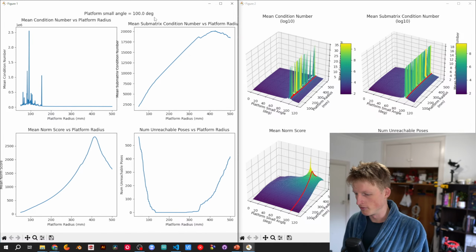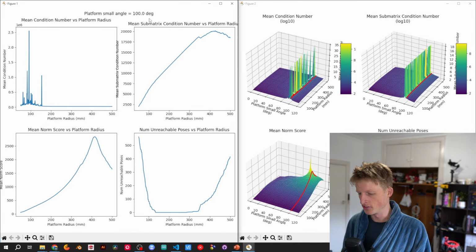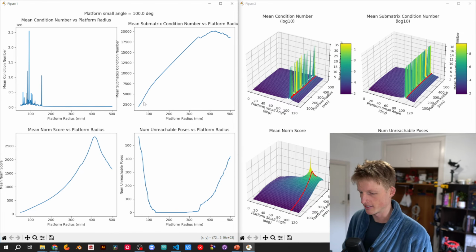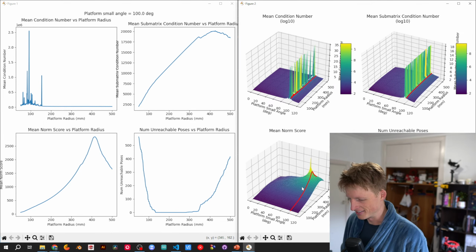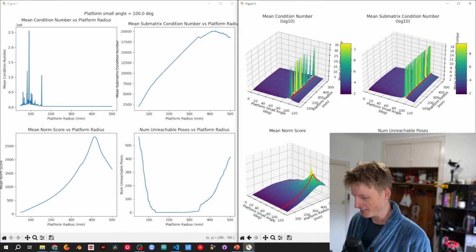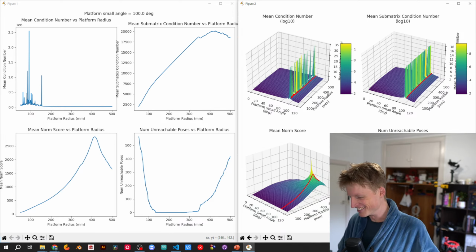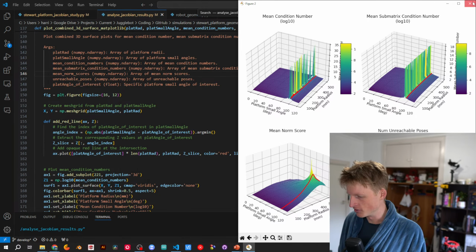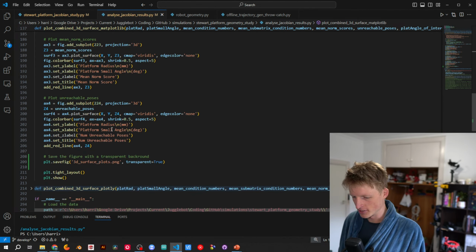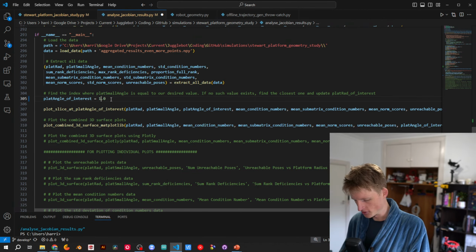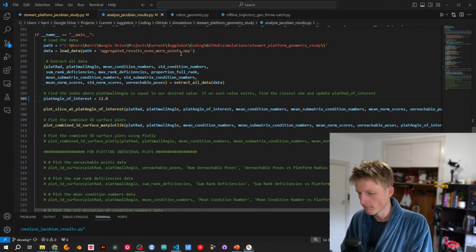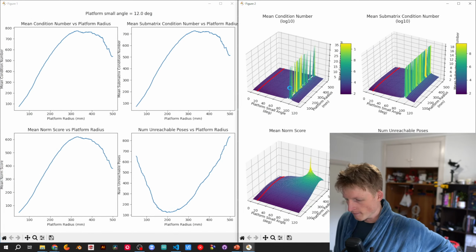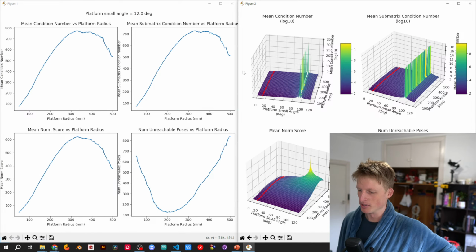So I can pick the angle that I want, say 100 degrees, and this will slice these graphs and then show me what is happening at that slice. And I love this. I find this very, very satisfying to just move around and have a play around with. Of course, we don't want an angle of 100 degrees, so let's do one with a more sensible angle. Let's do what it currently is, which is 12 degrees. Oh, almost. Yeah, and here we can see what's actually going on.